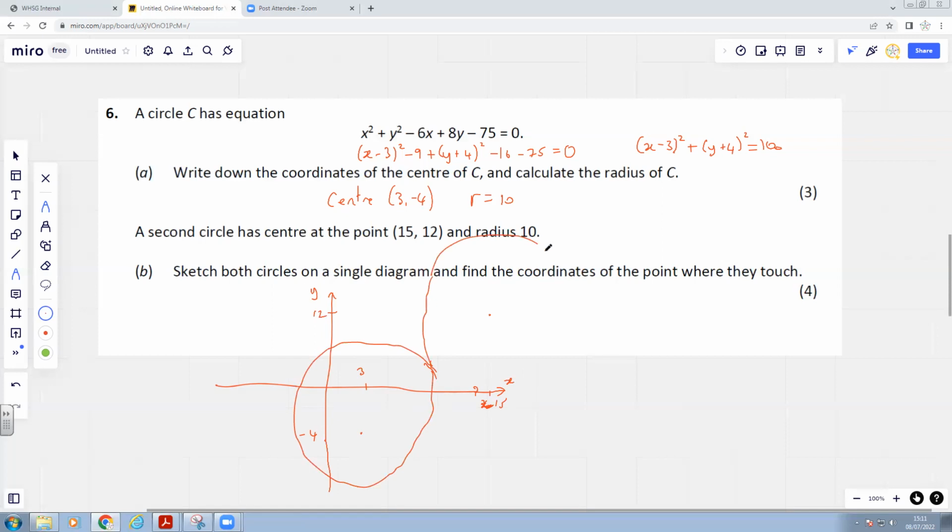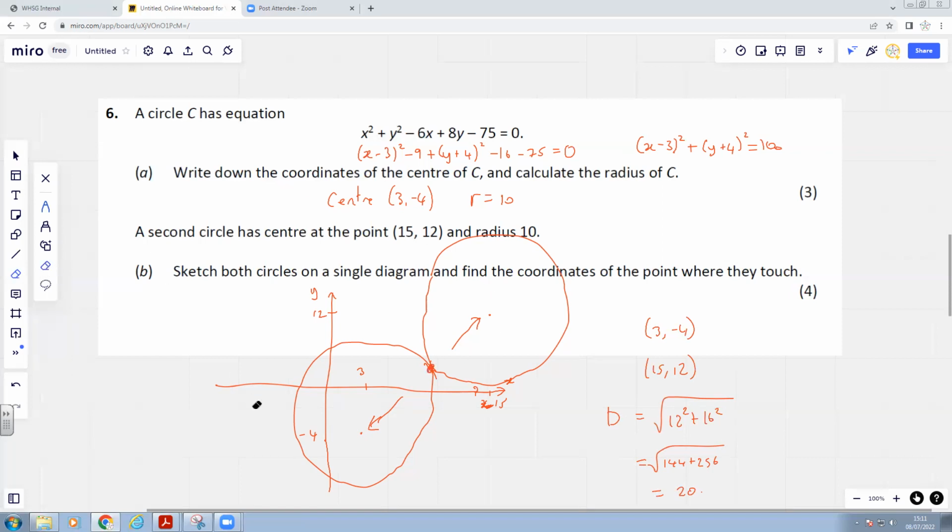They told me that they touch firstly, but I can also tell that they touch because this distance here is 20. And if that distance is 20 and one's got a radius of 10 and the other one's got a radius of 10, they must touch, if you see what I mean. Now, how do I know that distance is 20? Because if I'm looking at the gap from 3, minus 4 to 15, 12, then that distance is going to be equal to the square root of 12 squared plus 16 squared. So that's 144 plus 256. That's root 400, which is 20. And that's how I know they touch. And there we go. Now, how can I find the coordinates where they touch?